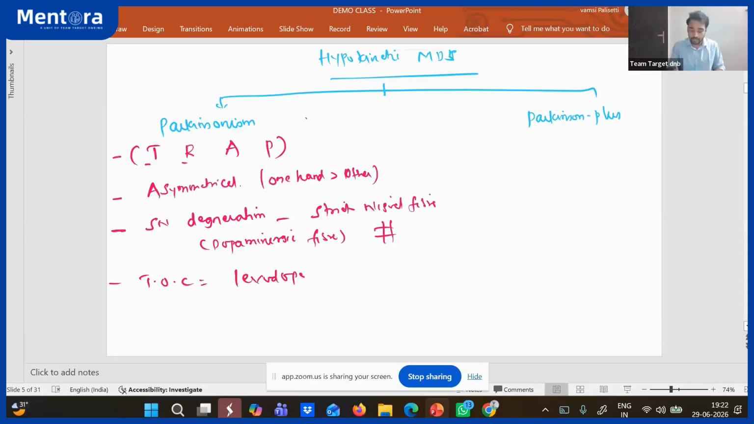An important thing is it's a very good response. If you give levodopa, the person will have a very good response. That is the typical feature of Parkinsonism. So many things are there, but these are the basic things we need. So Parkinsonism is a degenerative disease because of striatonigral degeneration. That means the dopaminergic fibers between the corpus striatum and the substantia nigra are lost. Because dopamine is lost, the patient will have tremors, rigidity, akinesia, and postural instability.